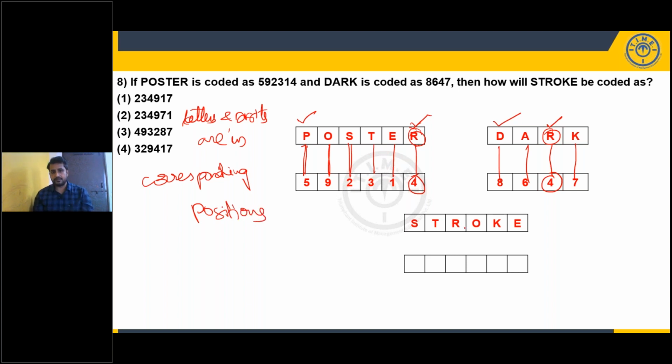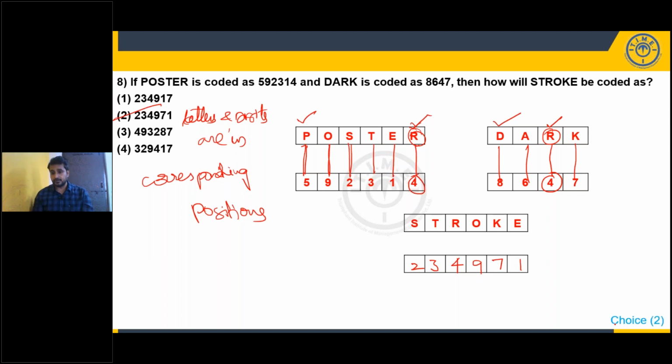Okay, now apply the same logic. What is the code for S? 2. Code for T? 3. Code for R? 4. Code for O? 9. Code for K? 7. And code for E finally 1. 2, 3, 4, 9, 7, 1. Choice 2 is our answer.